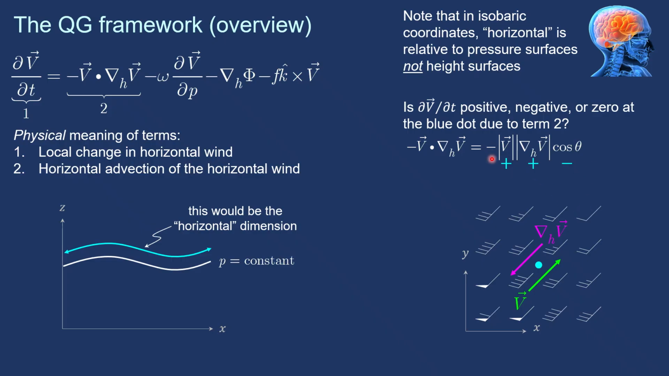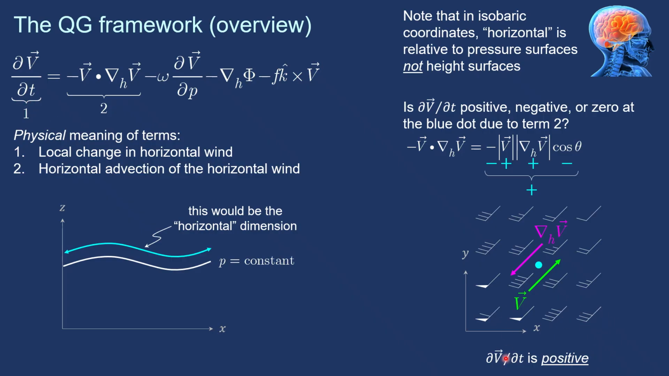We also have a leading minus sign on the right-hand side here, and so taken all together, the multiplication on the right-hand side of the equal sign, we're multiplying a negative times a positive times a positive times a negative, and so that works out overall to be a net positive on the right-hand side. Since the horizontal advection of the horizontal wind is net positive, that means that on the left-hand side, partial v vector, partial t, must also be positive.